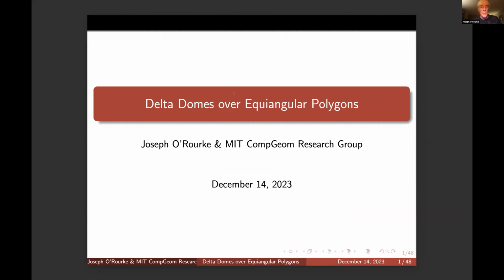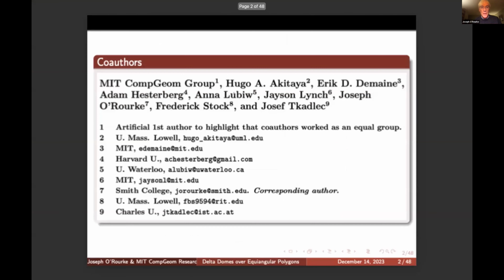So my title is Delta Domes over Equiangular Polygons. This is a collaboration with quite a number of people. We call it the MIT CompGeom group. Some of you know some of these people, so I'll just read their first names: Hugo, Eric, Adam, Anna, Jason, Freddie, and Joseph Tadlak, Peppa is his nickname. So it's a group work with 8 people.